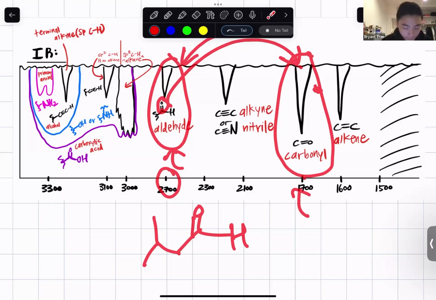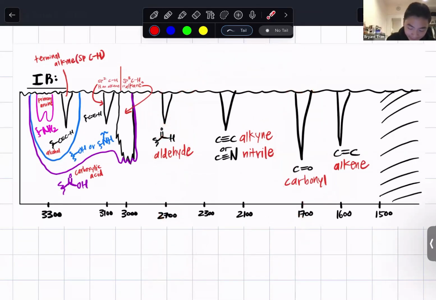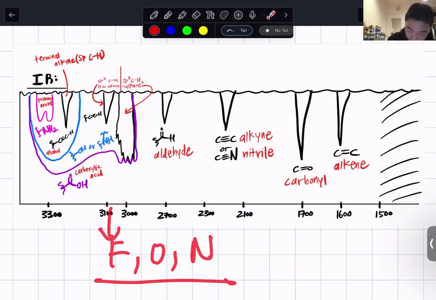Okay, that's good. So now let's move on to the more interesting region, which is this region over here. If you see a big broad peak at around 3300, that's going to represent one of two things. It's going to represent an alcohol or a secondary amine. This one big broad peak represents one hydrogen bond, and a hydrogen bond is going to be bonded to any of these three atoms, FON: fluorine, oxygen, or nitrogen. That's why we see one big broad peak here to represent that one hydrogen bond, which is going to be a primary alcohol or a secondary amine.